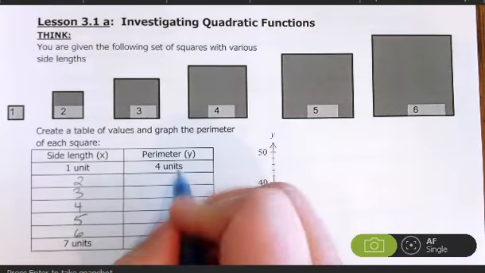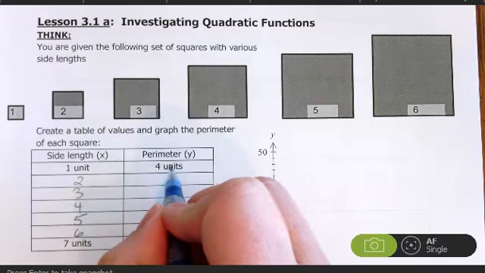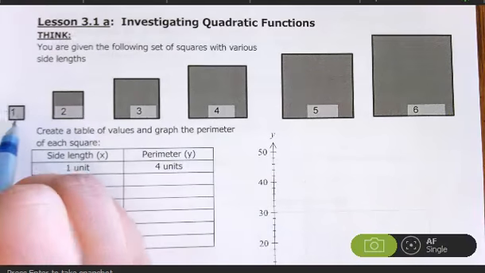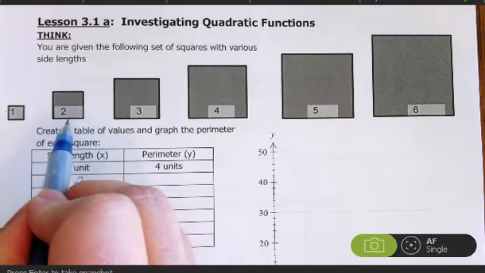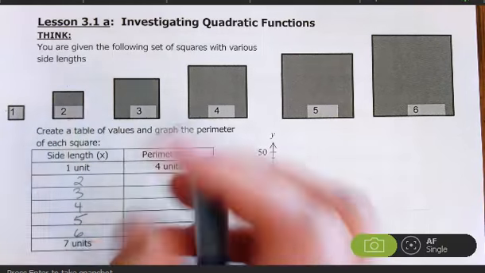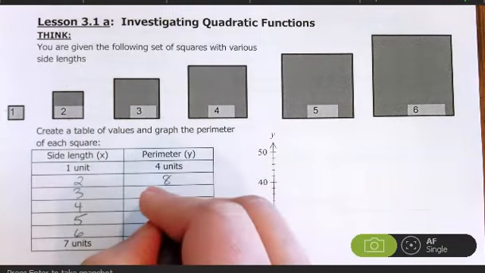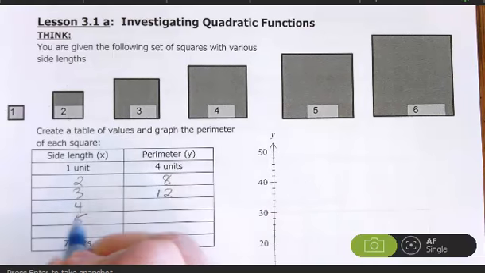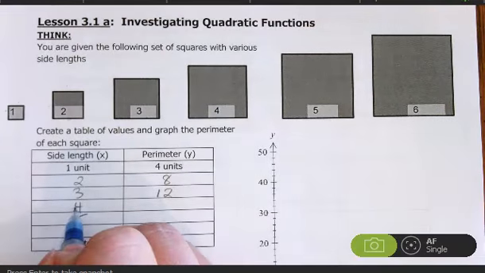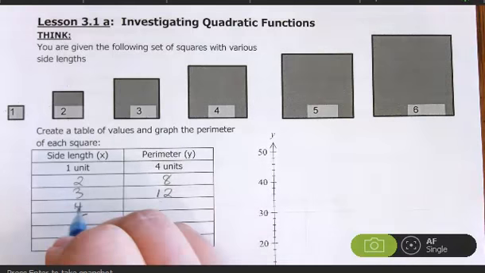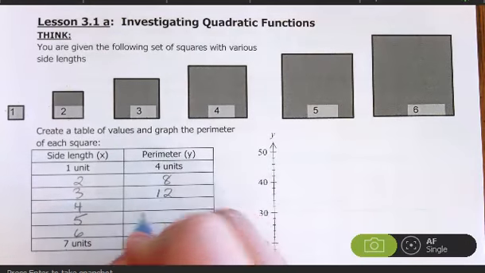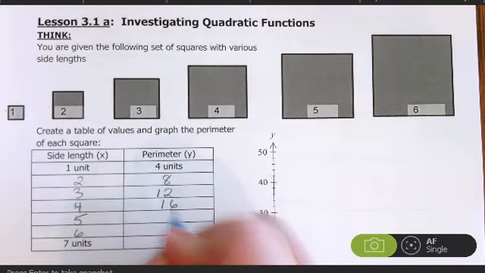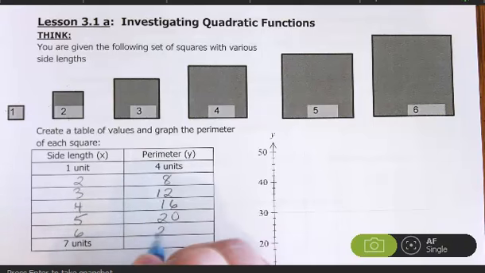And what would be the associated perimeter for each of those? This first one would be 1 plus 1 plus 1 plus 1. The second one would be 2 plus 2 plus 2 plus 2, which is 8. The next one's going to be 12. So basically, 4 times whatever the side length is going to give us the perimeter. So 16, 20, 24, and 28.